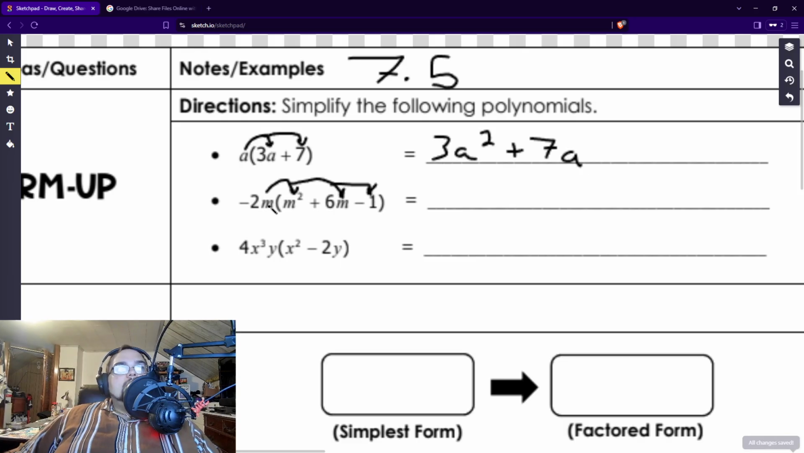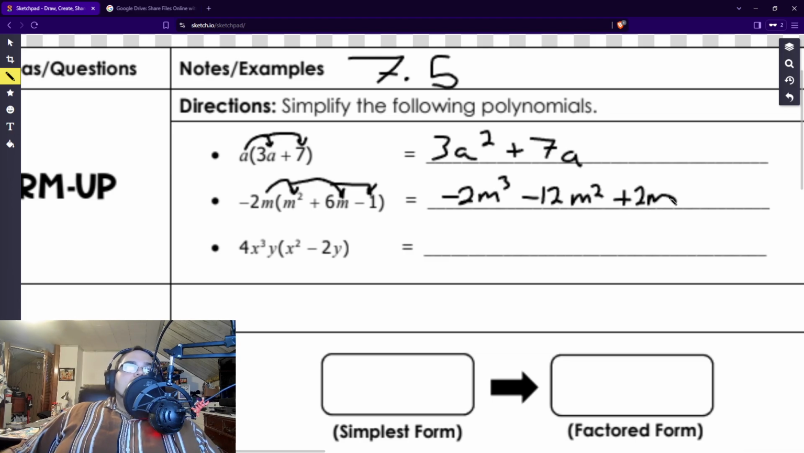So we have negative 2m times m squared. That'll be negative 2m cubed. Negative 2m times 6m gives me minus 12m squared. And negative 2m times negative 1 plus 2m. I know the distribution, this stuff is relatively new, but overall the concept of multiplying is familiar. We multiply everything by the term that's being multiplied.